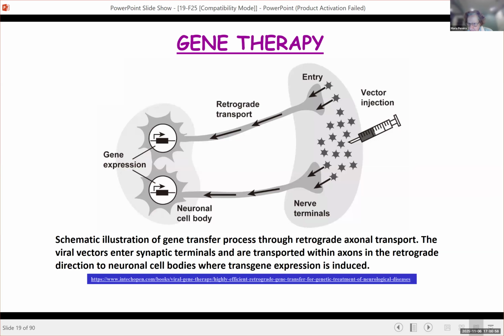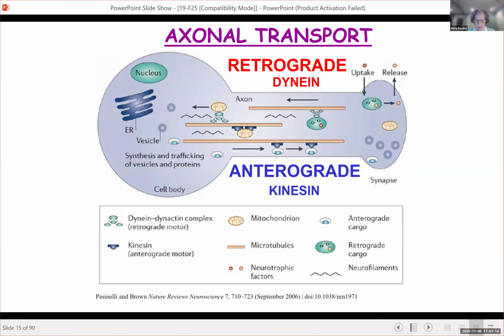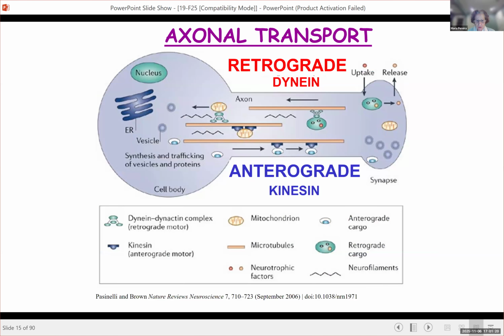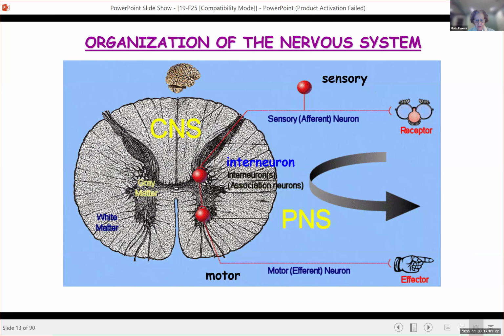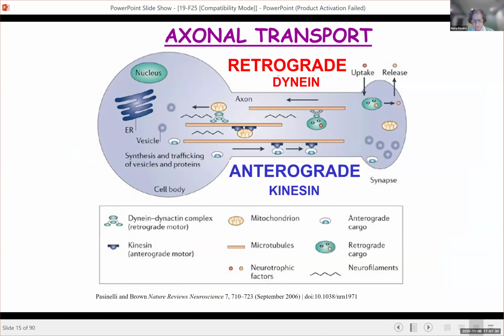Okay, so here is the gene therapy. Are the axon terminals always part of the PNS? No, I don't know where you got this idea. Some of them, for example, the interneurons, right? The axons of the interneurons are within the central nervous system. And you will learn, it doesn't mean the axon terminals are always in the PNS. Not always. The axon terminal of the sensory neurons are in the CNS.